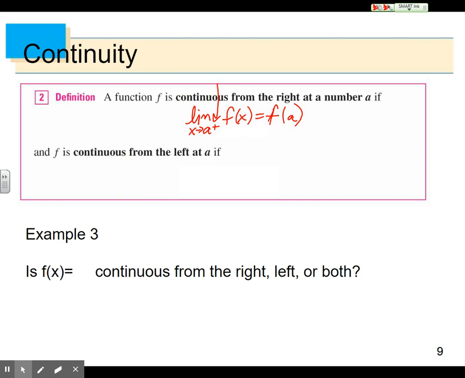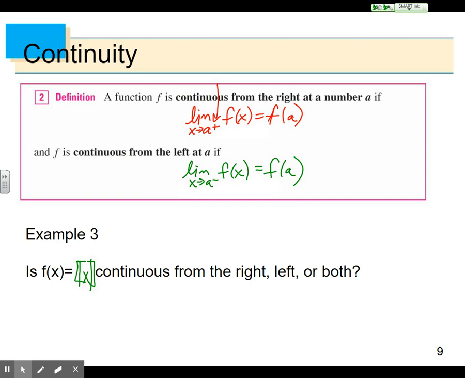And so you can kind of see what would happen from the left. The limit as x approaches a from the left of a function is equal to f of a. I still have my three things happening. I still have my limit has to exist, my f of a has to exist, and then the limit from whichever side I'm talking about has to equal that function value. Right? So is f of x equal, I'm going back to my greatest integer function.